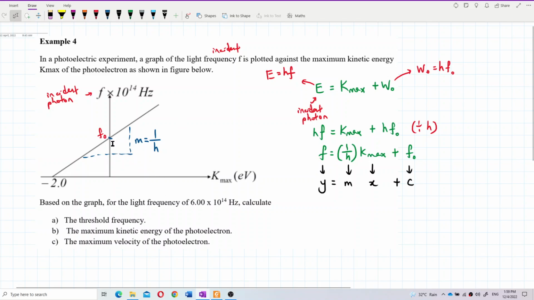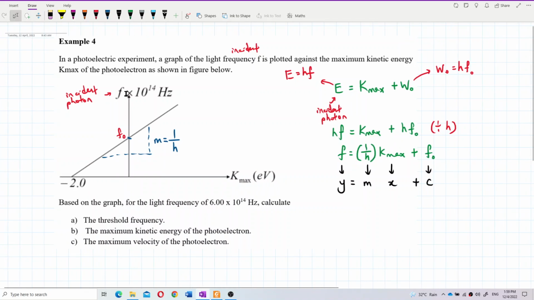Understand? This one should be F naught. And then how about this value, -2? What about this value? This value happens when the frequency of incident photon is 0 Hertz. So that means I need to substitute the F in this equation with 0. Then only I can get this value, -2.